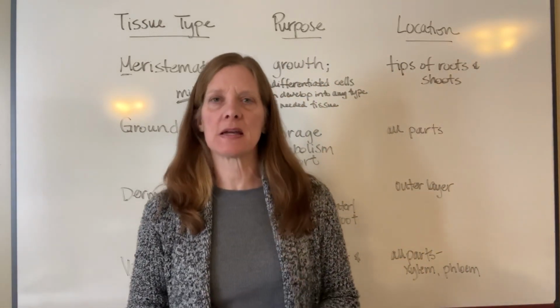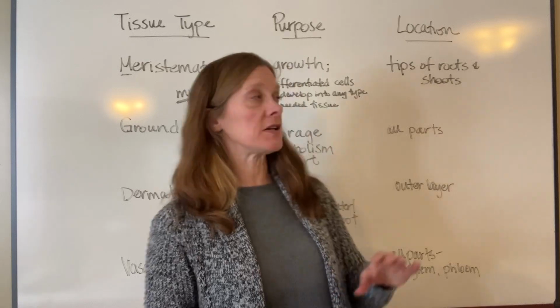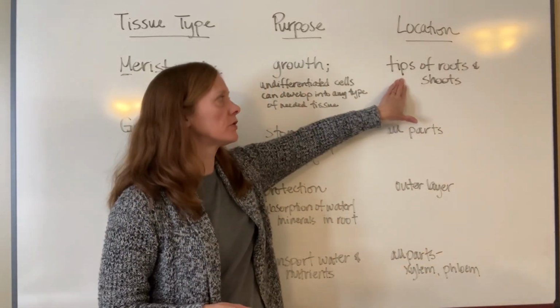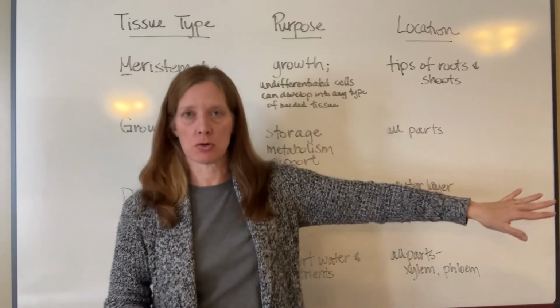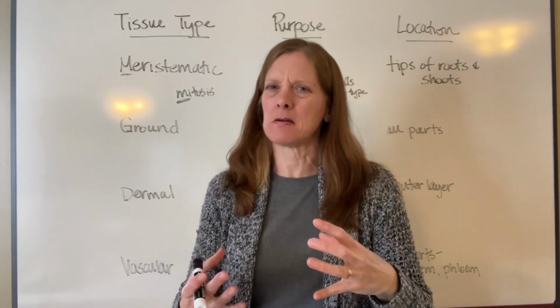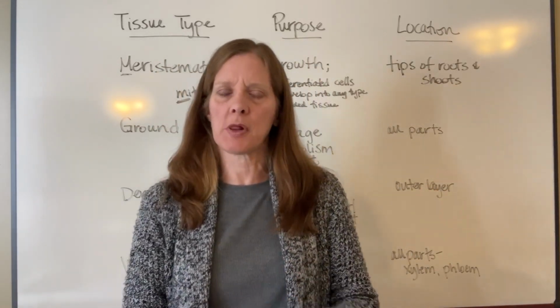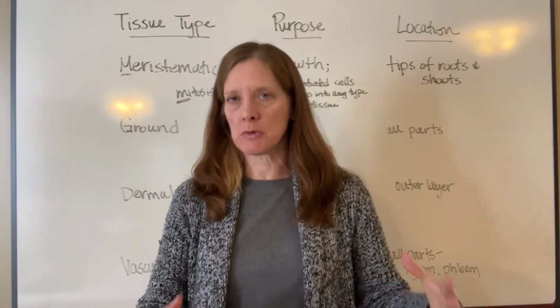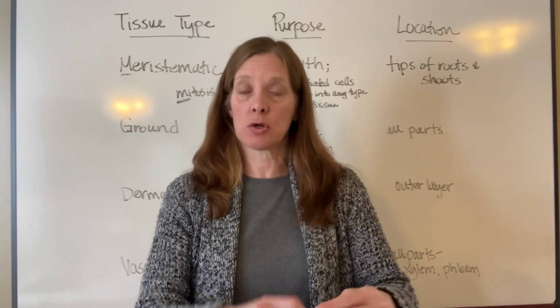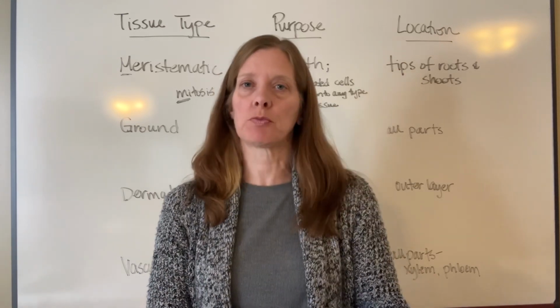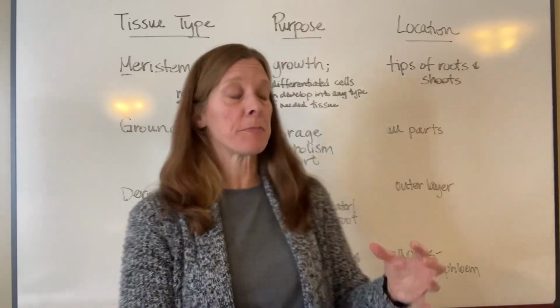Now, in the plant, specifically where you're going to find meristematic tissue, you're going to find it at the tips of the roots and the tips of the shoots. And so that probably is going to make sense because if you think about the root of a plant, as the plant matures and the roots grow deeper and deeper into the soil, it's going to be growing longer. And so the tip of the root is where the growth is going to happen.